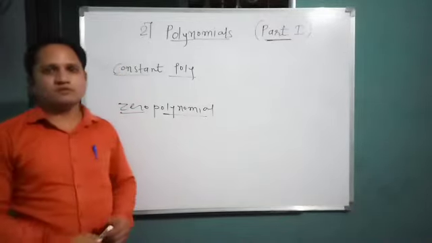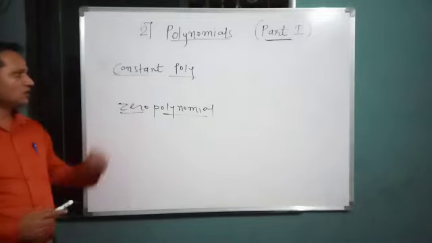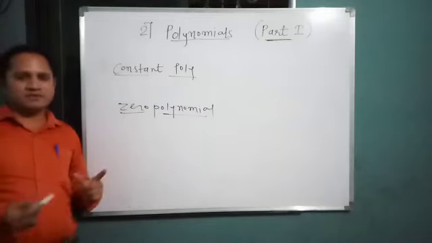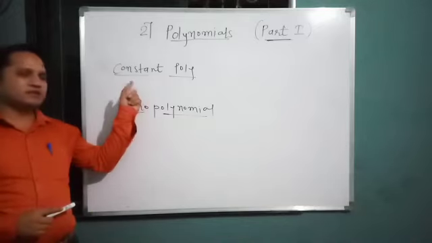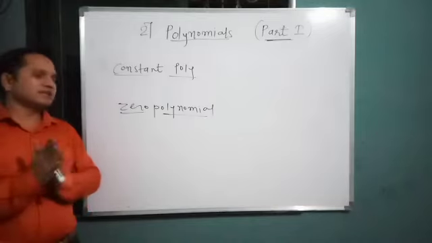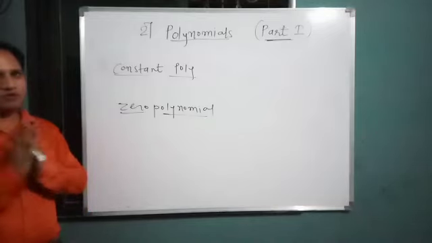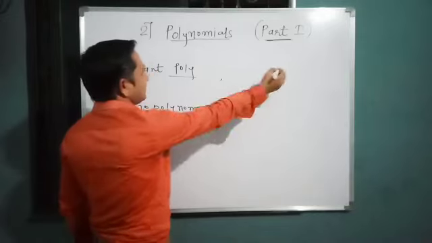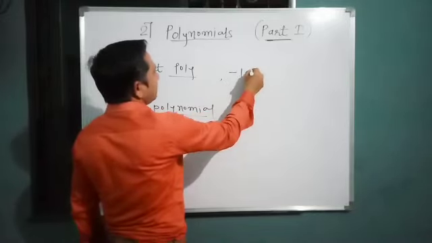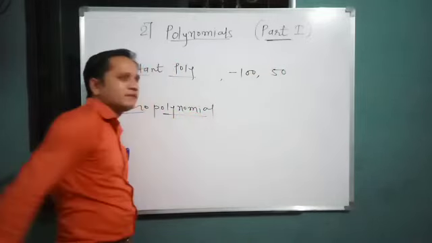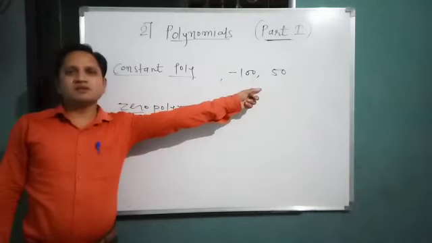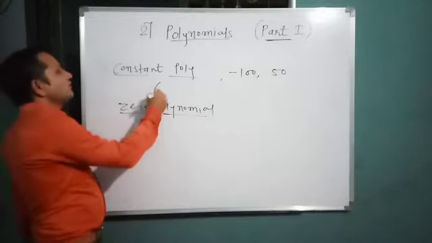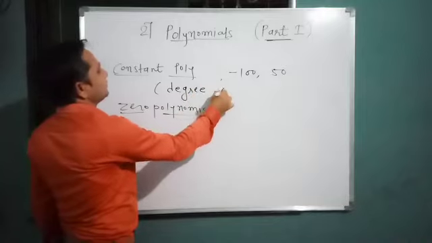Now, these are 2 more polynomials, and these 2 polynomials are also mentioned in the textbook. One is constant polynomial and the second is zero polynomial. So constant polynomial means what? Numbers, only numbers. For example, suppose numbers like -100 or 50, like this way. These numbers are called constant polynomial, and the degree of a constant polynomial is always 0.